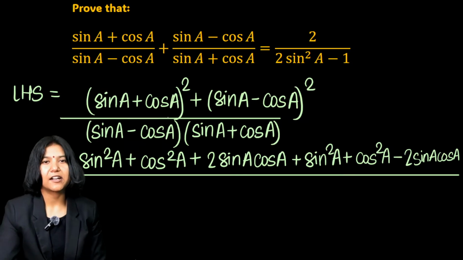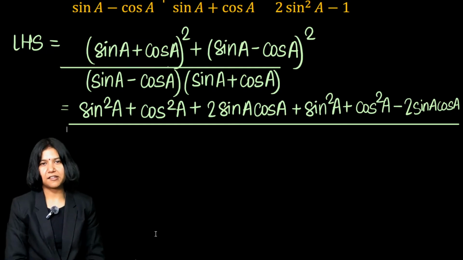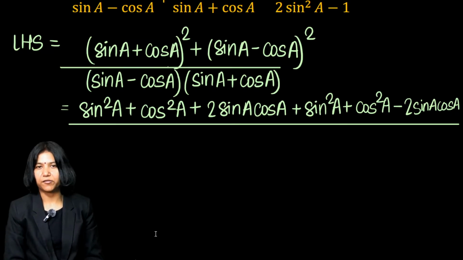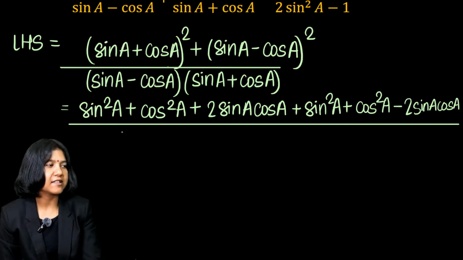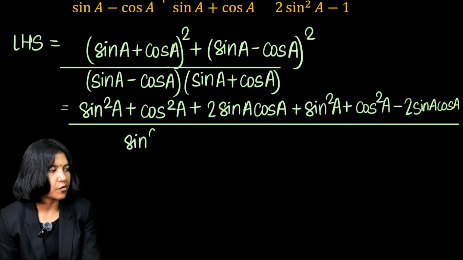Now if you look at the denominator carefully, then again it's like algebra. Algebra is everywhere. You have the denominator in the form of A plus B times A minus B. That's the sum multiplying with the difference. That gives me nothing but just the difference of the squares of the two. Meaning A plus B times A minus B is always equivalent to A squared minus B squared. So sine squared A minus cos squared A.